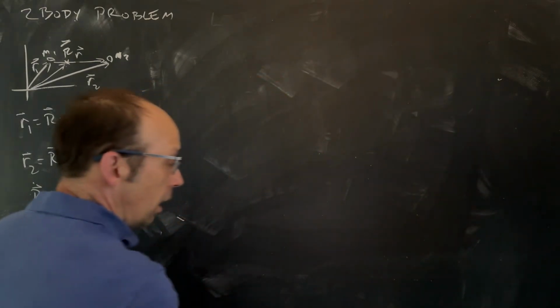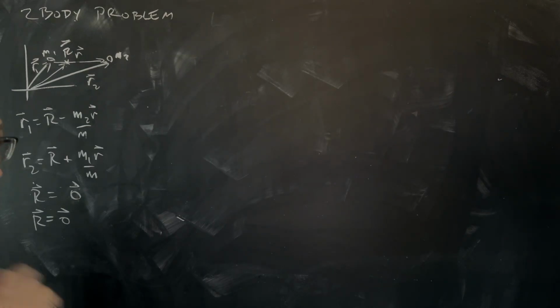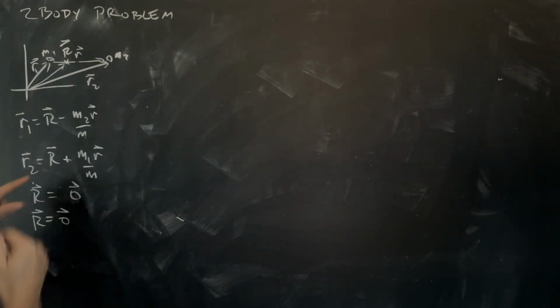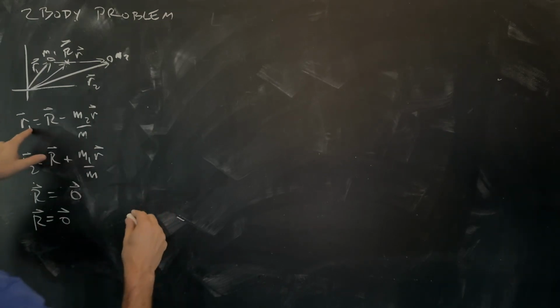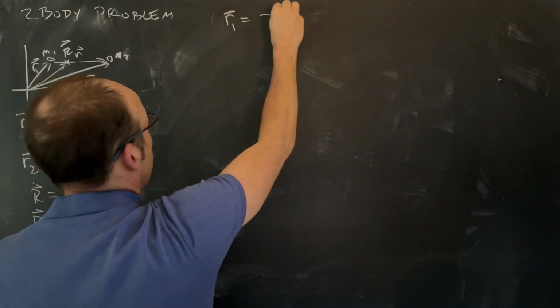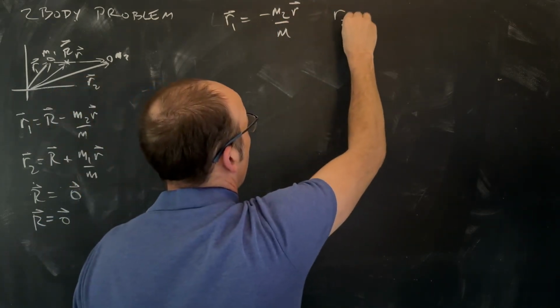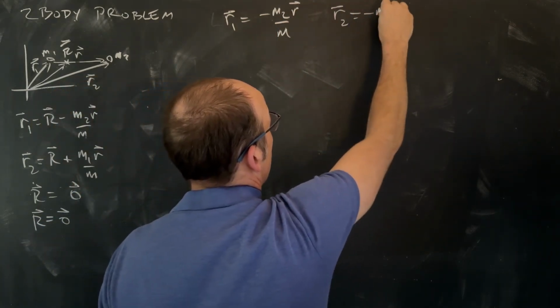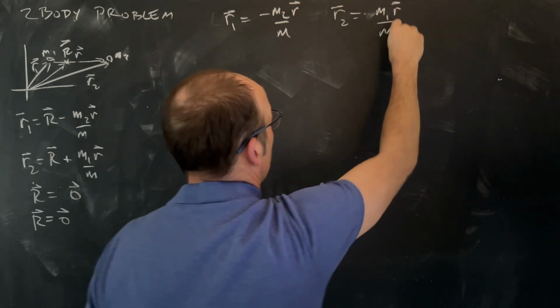So now let's just go back to our system of R1 and R2 for a moment. If R dot is 0 and R is 0, then this is pretty easy. R1 is negative M2 R over M. R2 is plus M1 R over M.